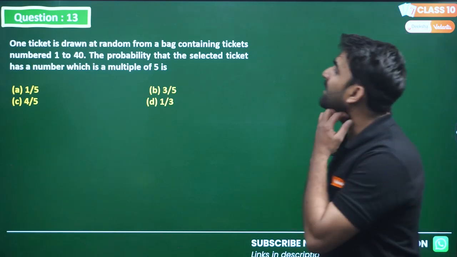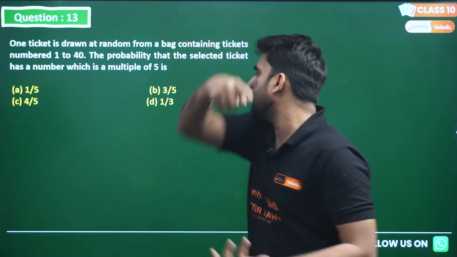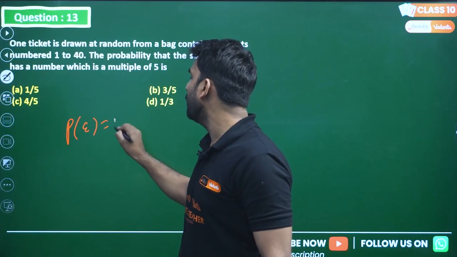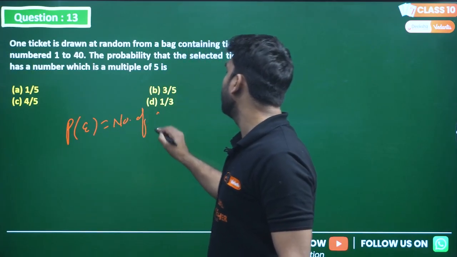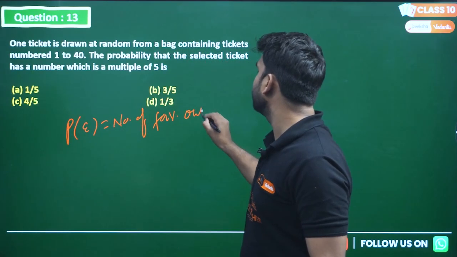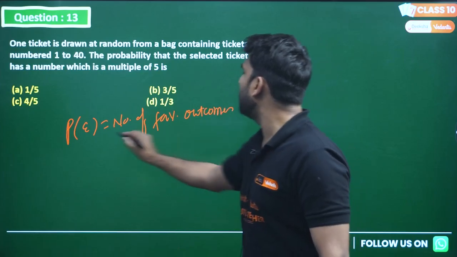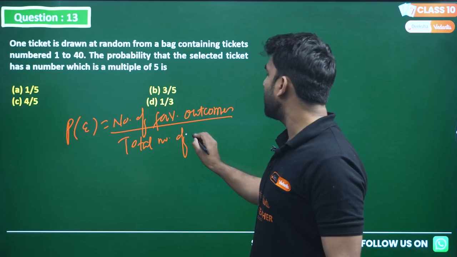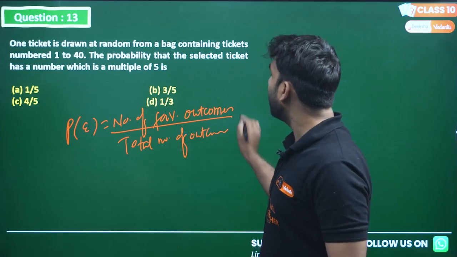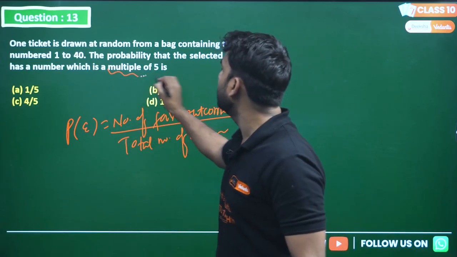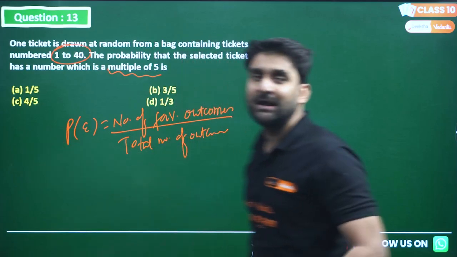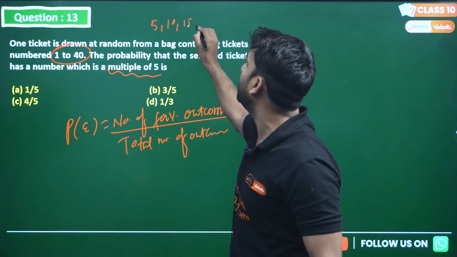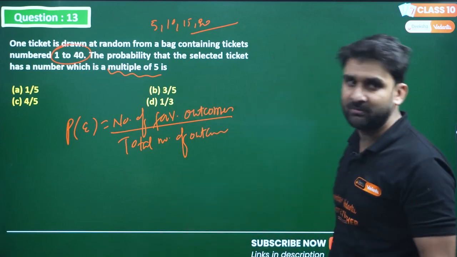Question number 13. One ticket is drawn. Again, same question we have already discussed, my dear. Probability, we all know, is the number of favorable outcomes divided by the total number of outcomes, right? And the favorable outcome is a multiple of 5. So between 1 to 40, find the multiples of 5. We know multiples of 5 are 5, 10, 15. The number which can be divided by 5 is called a multiple.